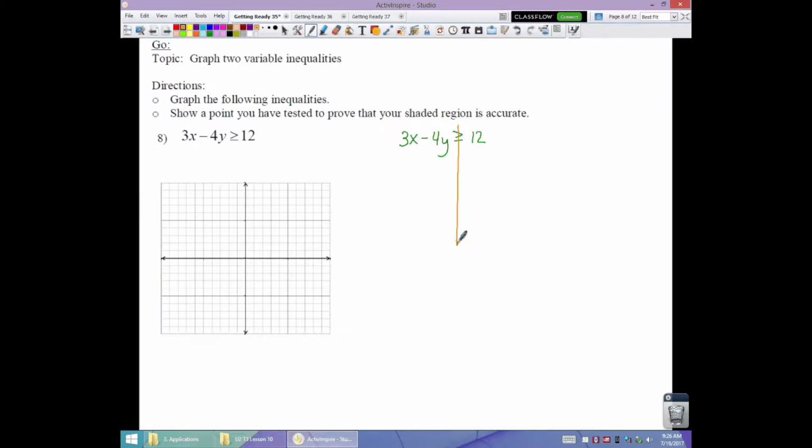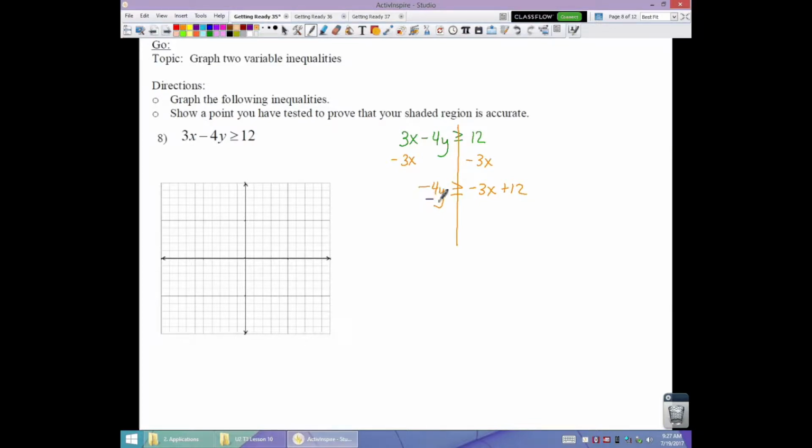So that means I do have to be aware and watch. If I, at any point, multiply or divide by a negative, this inequality symbol has to change. It would go from greater than or equal to less than or equal. So we'll watch and see if we have to do that. First, subtract the 3x out of there, leaving me, again, don't lose the negative sign, negative 4y. As of now, this is still greater than or equal to negative 3x plus 12.